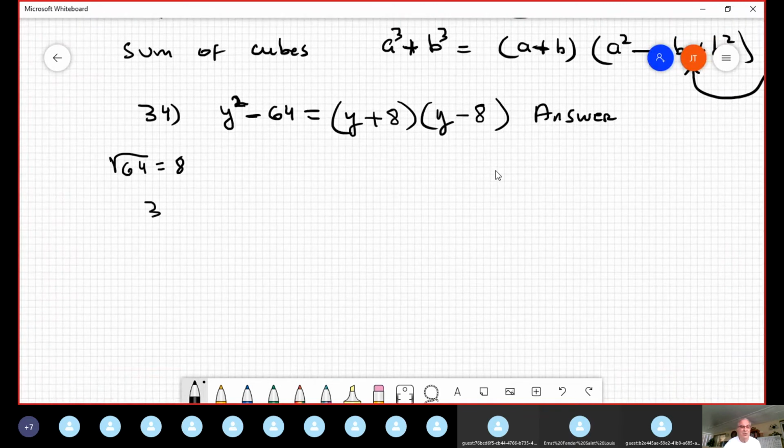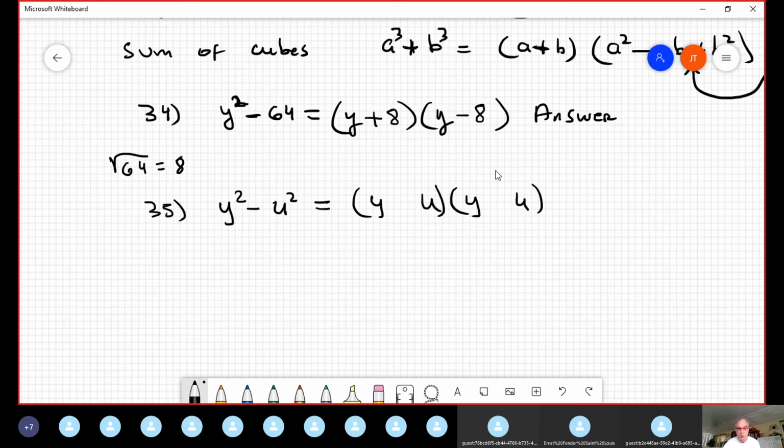Yes, sir. Yeah. 35: y squared minus u squared. Again, it's the famous difference of squares. Open two parentheses. Square root of y squared is y. Square root of u squared is u, plus or minus, or minus and plus, it doesn't matter. Remember, this is a product, and when you permute a product, the answer doesn't change. Suppose 5 times 3 is equal to 3 times 5. So when it's multiplication, you can interchange if you want.